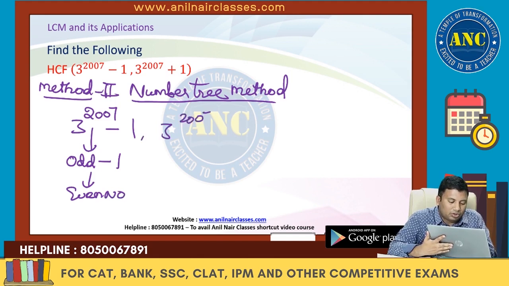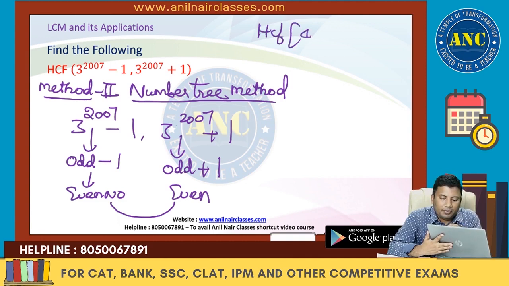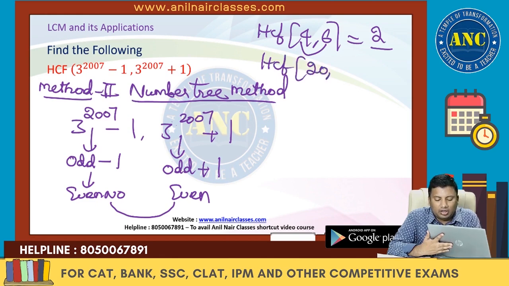3 power 2007 plus 1 is an odd number plus 1, so it is an even number. If you observe, we have two even numbers. What is the difference I got? 2. HCF of 4 and 6, there is a difference of 2, and the HCF is 2. HCF of 20 comma 22 is again 2.